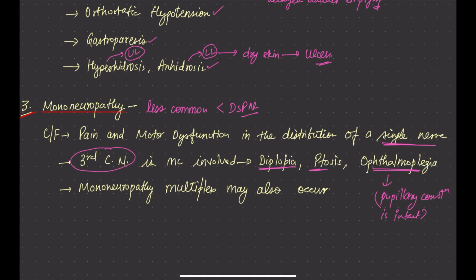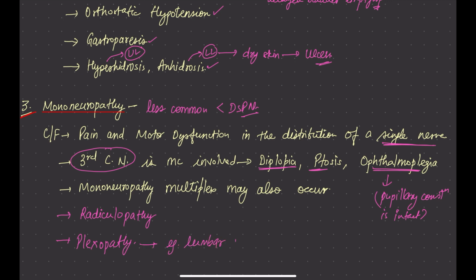In mononeuropathy, we also read about radiculopathy, which means a nerve root is involved. Or there can be plexopathy, which means a plexus is involved. Right. Here the plexus is involved. For example, the lumbar plexus gets involved.